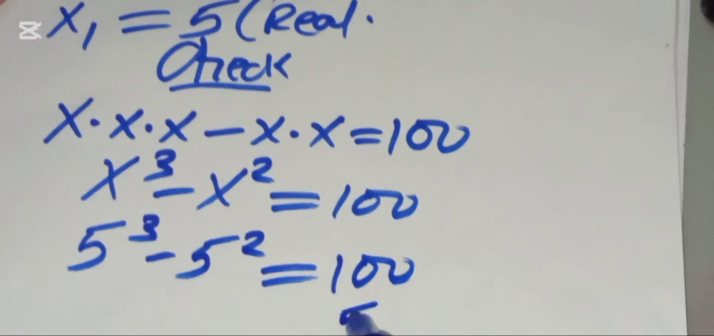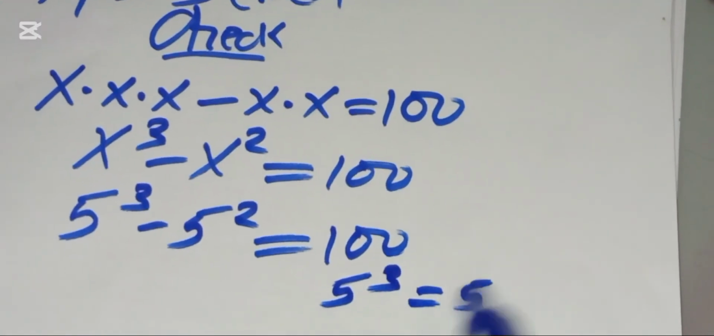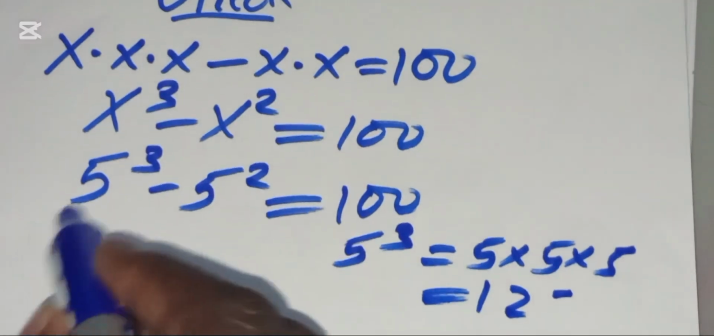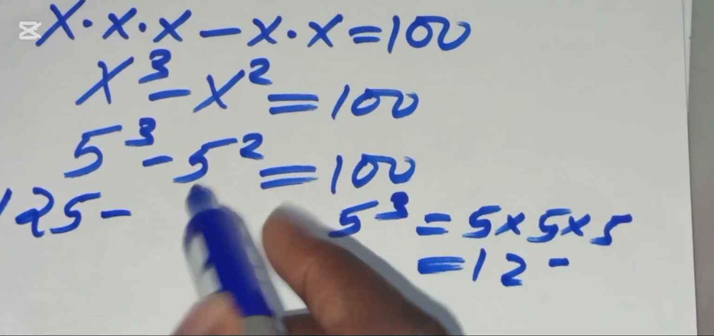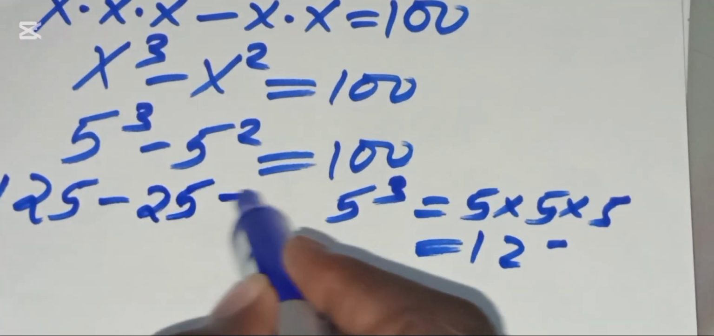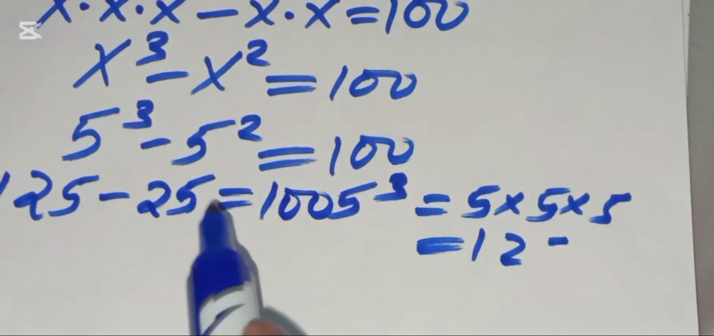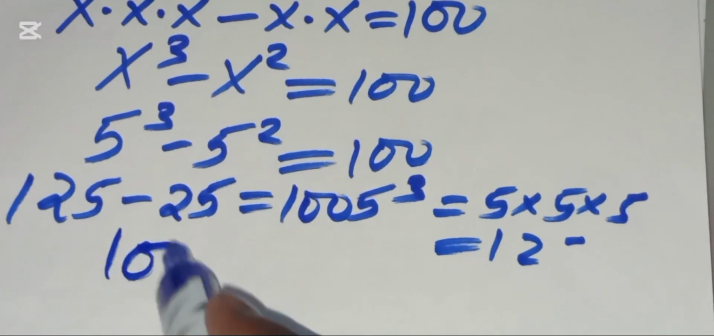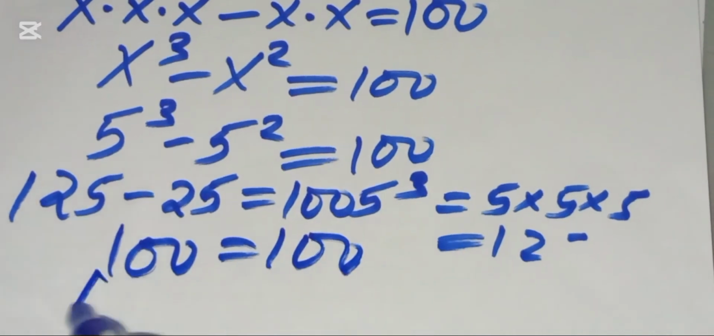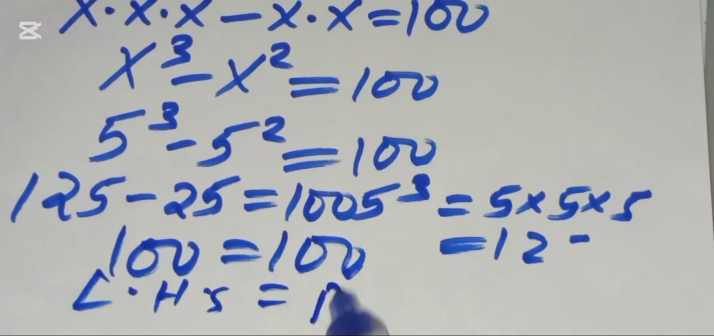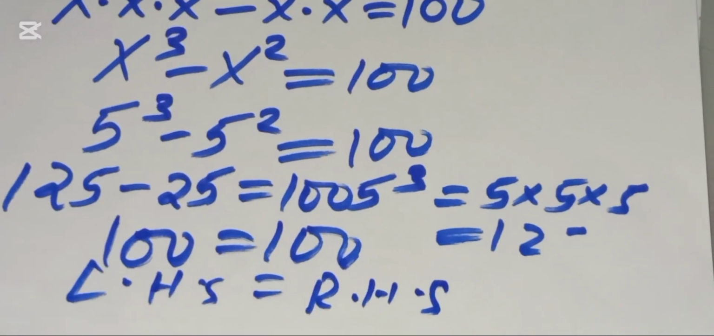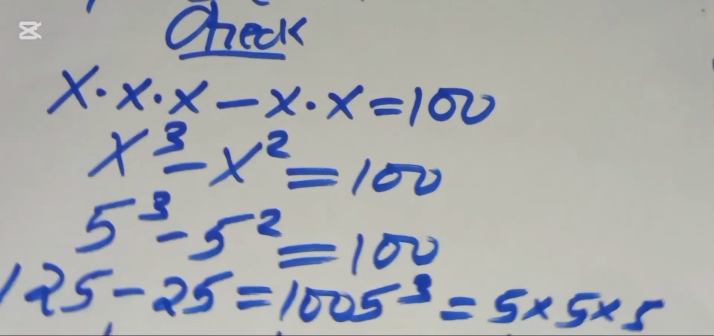5 cubed is the same thing as 5 times 5 times 5, which is equal to 125. So we have 125, subtract 5 squared, which is 25. This should give us a value of 100. Now 125 minus 25 is 100, which is equal to 100. Now the left hand side is equal to the right hand side. Okay? And that affirms that we have three solutions.